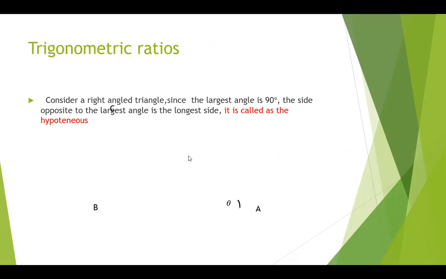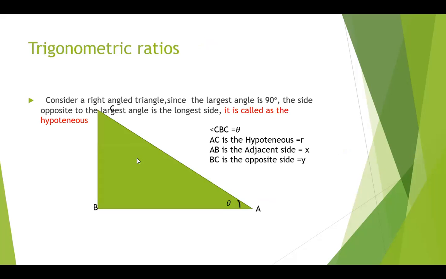Consider a right angled triangle. Suppose this angle B is 90 degrees. The side opposite to this one, AC, is called the hypotenuse. There are two unknown angles, but we know that if we add them, it is 90 degrees. Suppose I consider any one of the angles as my reference angle. If this is my reference angle, angle A is equal to theta.